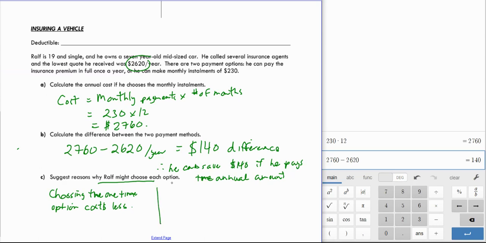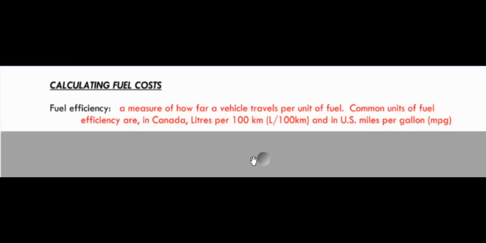Okay, choosing monthly provides more affordable payments, right? Paying all that money up front in one shot might be difficult, but spreading it over 12 months might make it more affordable. Okay, we're going to talk about calculating fuel costs.